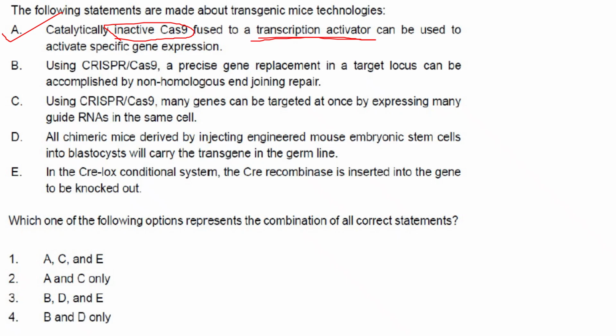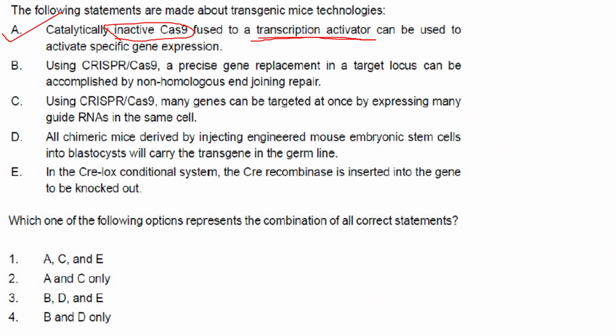So that can be made with the help of catalytically inactive Cas9 fused to transcription activator. So A is correct. Then, using CRISPR-Cas9, a precise gene replacement in a target locus can be accomplished by non-homologous end joining repair.